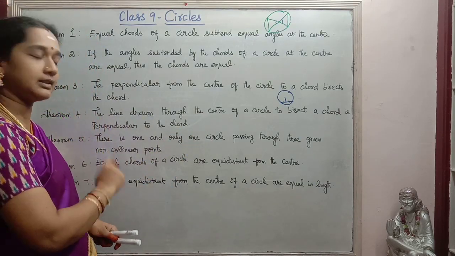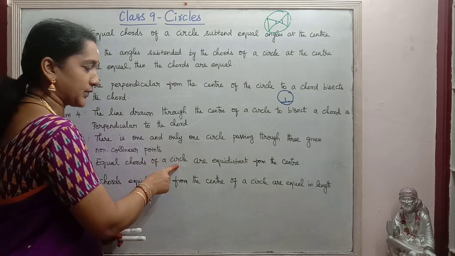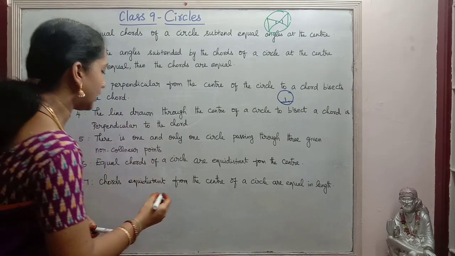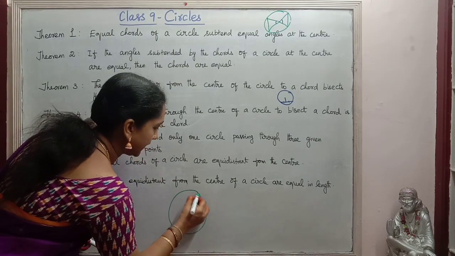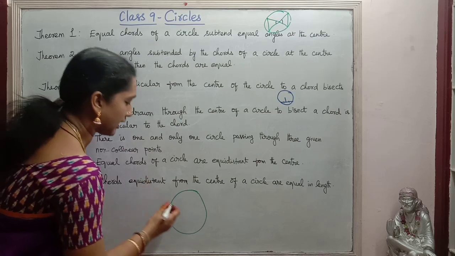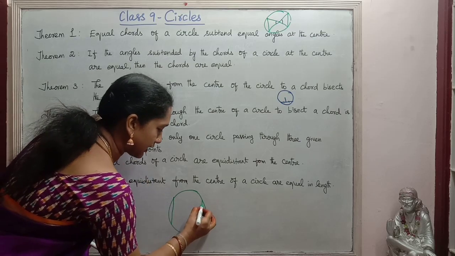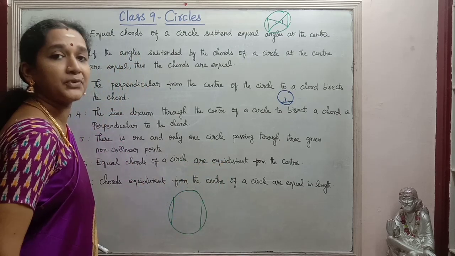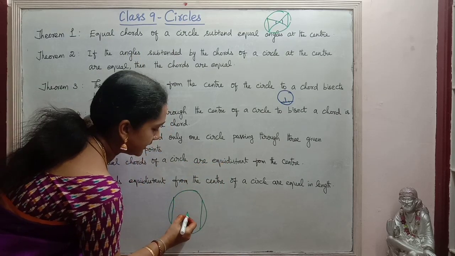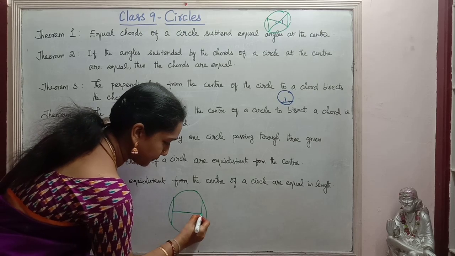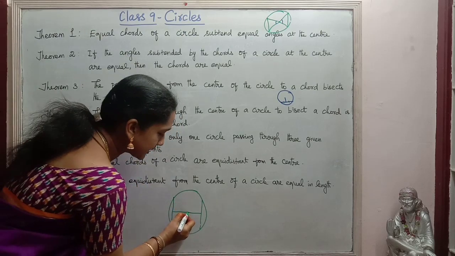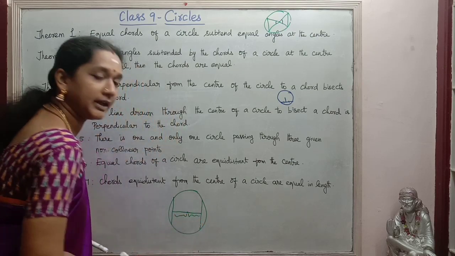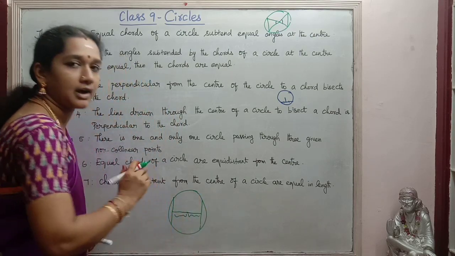Then the next theorem is, equal chords of a circle are equidistant from the center. If we take a circle, and the lengths of the chords are equal, then from the center the distance will be equal. That is, this distance and this distance will be equal when the lengths of the chords are equal.